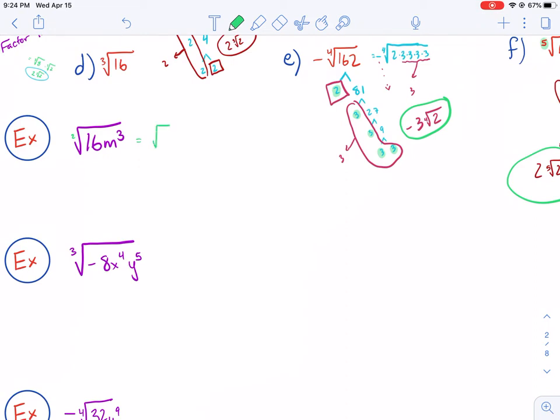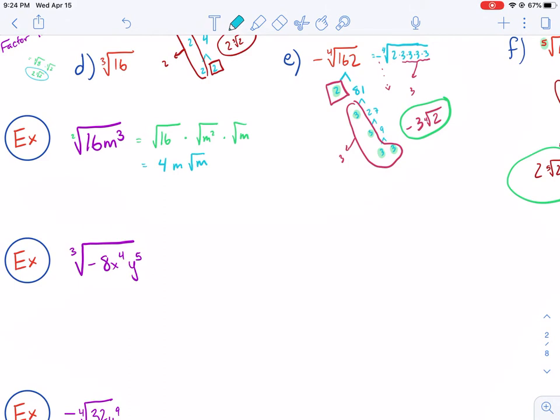So I know this is going to be equal to the square root of 16 times the square root of m squared times the square root of m. Okay, I can simplify this. This is going to be 4. The square root of m squared is m, and then we are left with the square root of m. Now, if you're wondering how I did that so fast, it's because I've been doing this a while and I've had lots of practice.